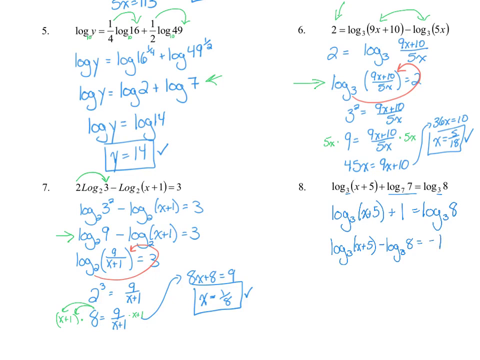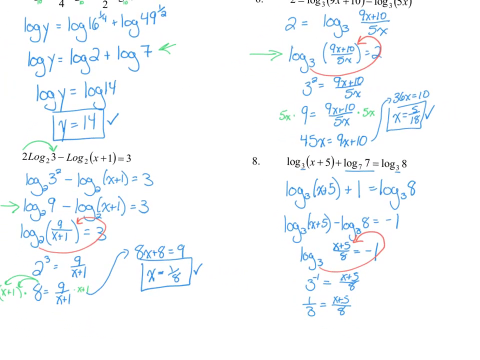So now we have 2 logs, same base, being subtracted. So I'm going to keep the log, divide the arguments, and whenever we have one log equaling a number, we're going to change this to exponential form. So we get 3 to the negative 1 is equal to x plus 5 over 8, or 1/3. Because remember, 3 to the negative 1, negative exponent means reciprocal. So 1/3 is equal to x plus 5 over 8. I'm going to cross multiply.